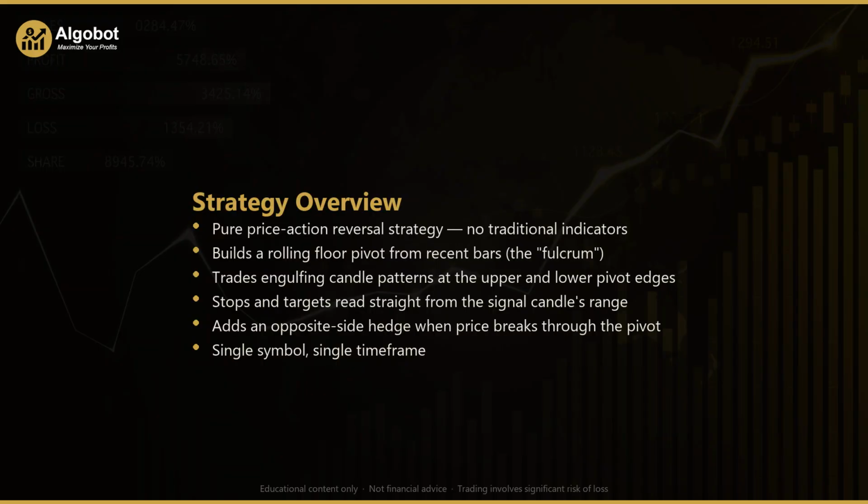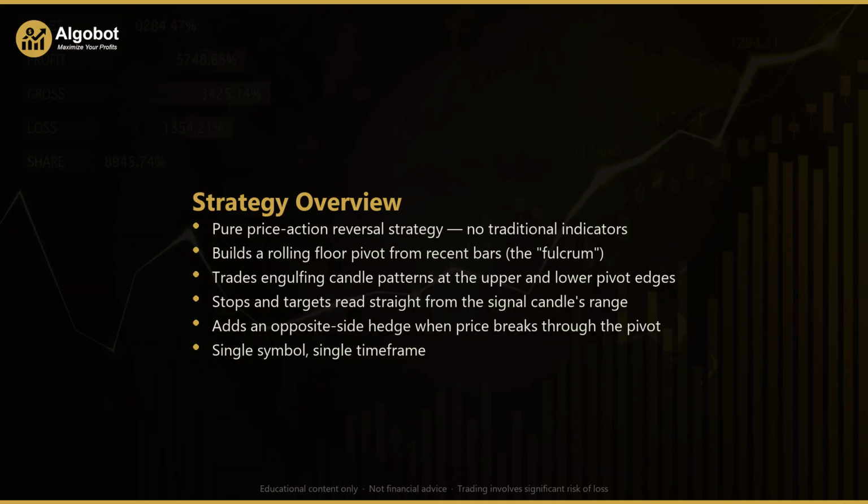So what exactly is the Fulcrum Pivot Reversal Hedge, and what is it trying to do? At its heart, this is a price action reversal strategy. That means it doesn't rely on moving averages, oscillators, or any traditional indicator. Instead, it reads the raw candles on a single chart and a single time frame, the same time frame you attach it to. The central idea is the fulcrum. On every newly completed bar, the strategy looks back over a window of recent candles, by default the last 20, and finds the highest high and the lowest low in that window. From those, it calculates a classic floor pivot, a central pivot point, an upper edge it calls R1, and a lower edge it calls S1.